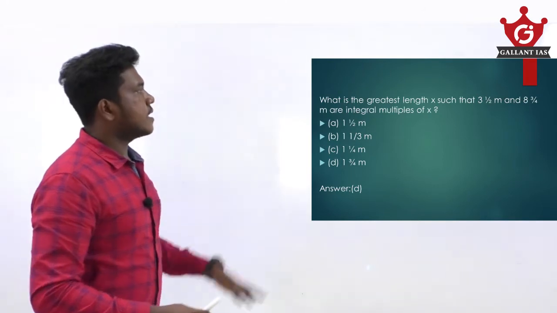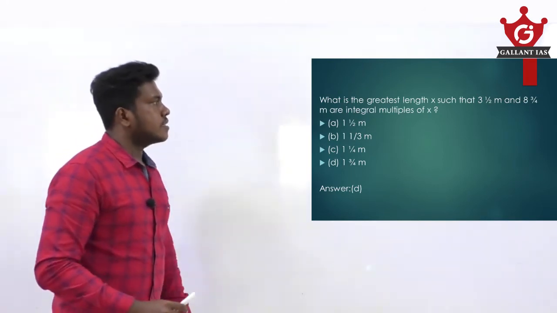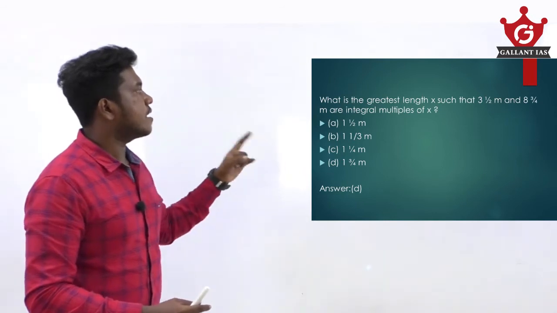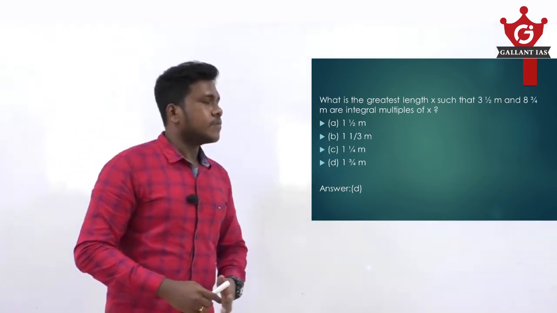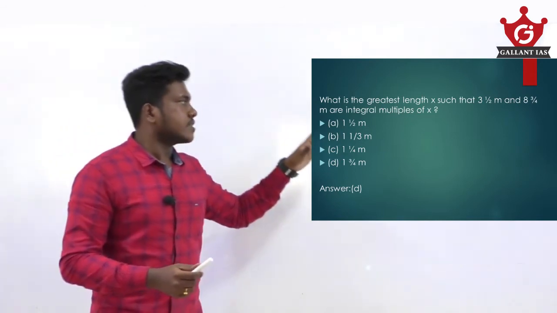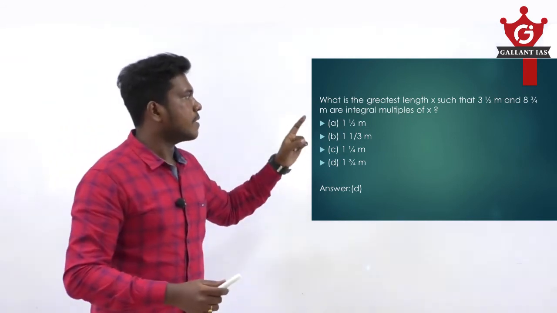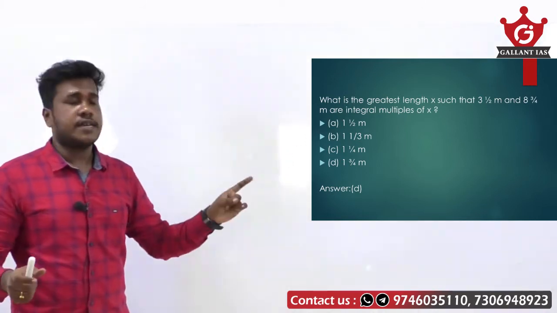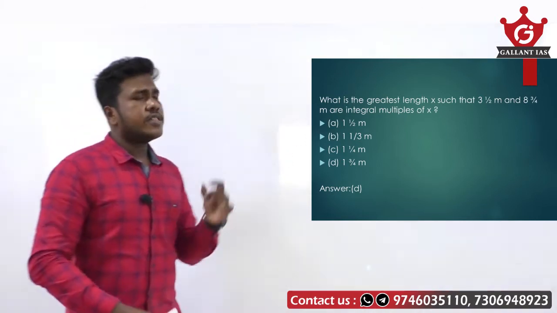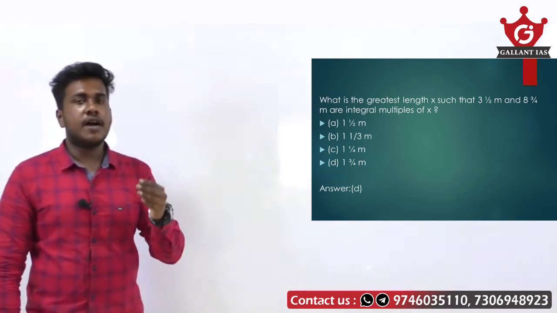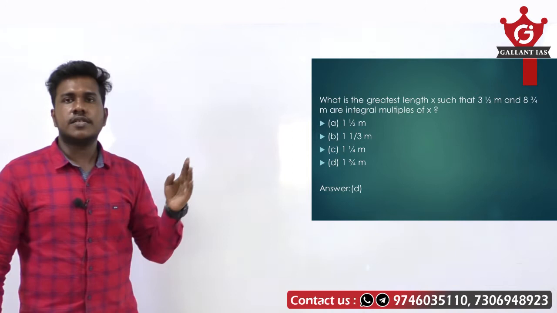What is the greatest length x such that 3 and 1 by 2 meter and 8 and 3 by 4 meter are the integral multiple of x? So here they are asked to find what is the greatest length x such that 3 and 1 by 2 meter and 8 and 3 by 4 meter are the integral multiple of x. Now look at the question. What are they asked to find? They are asked to find a fraction or a part, right? A part of the given quantities of the question.